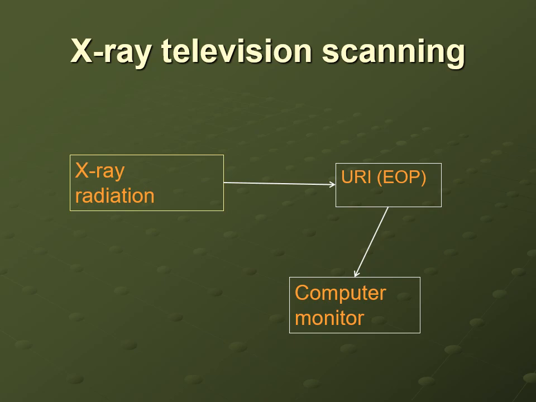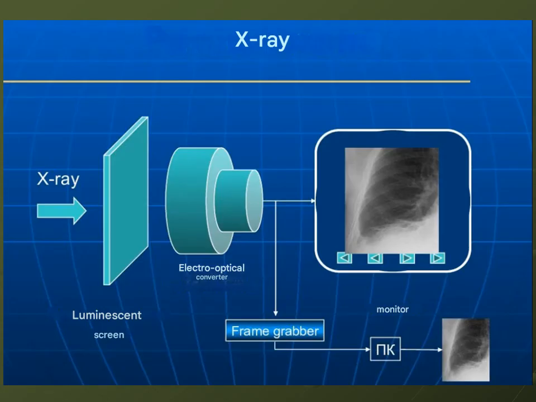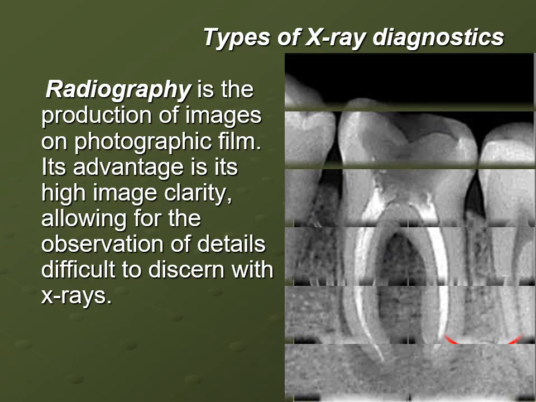Well, fluoroscopy is now replacing X-ray television transmission, when the doctor is already at the computer screen, and the image is received on the computer screen. That is, in this case, we have X-ray radiation converted, initially amplified, and then converted using an electron-optical converter, and then fed to a computer monitor. That is, here we have the same thing shown.